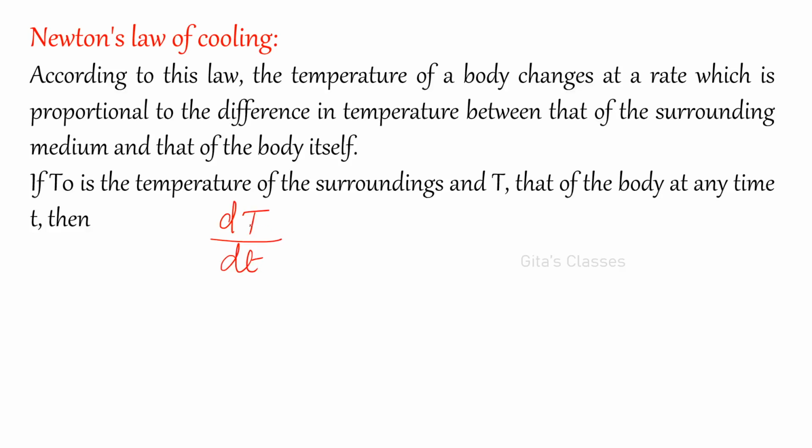Always remember, capital T denotes the temperature of the body and small t denotes the time. So dT by dt is proportional to T minus T0, the difference between the temperature of the body and the surrounding medium. Now if you write this proportionality with a constant of proportionality, this is equal to some constant K into T minus T0.